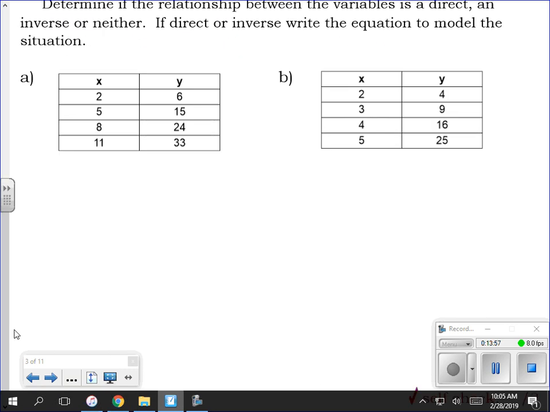Your turn. Check those. Okay. So I like to test direct first just because it's the first thing on my list. So I divide them out. So I check y divided by x. 6 divided by 2 is 3. 15 divided by 5 is 3. It's looking good, but no guarantees. 24 divided by 8, looking real good. 33 divided by 11, okay, we got it. It's direct. And my constant is 3.